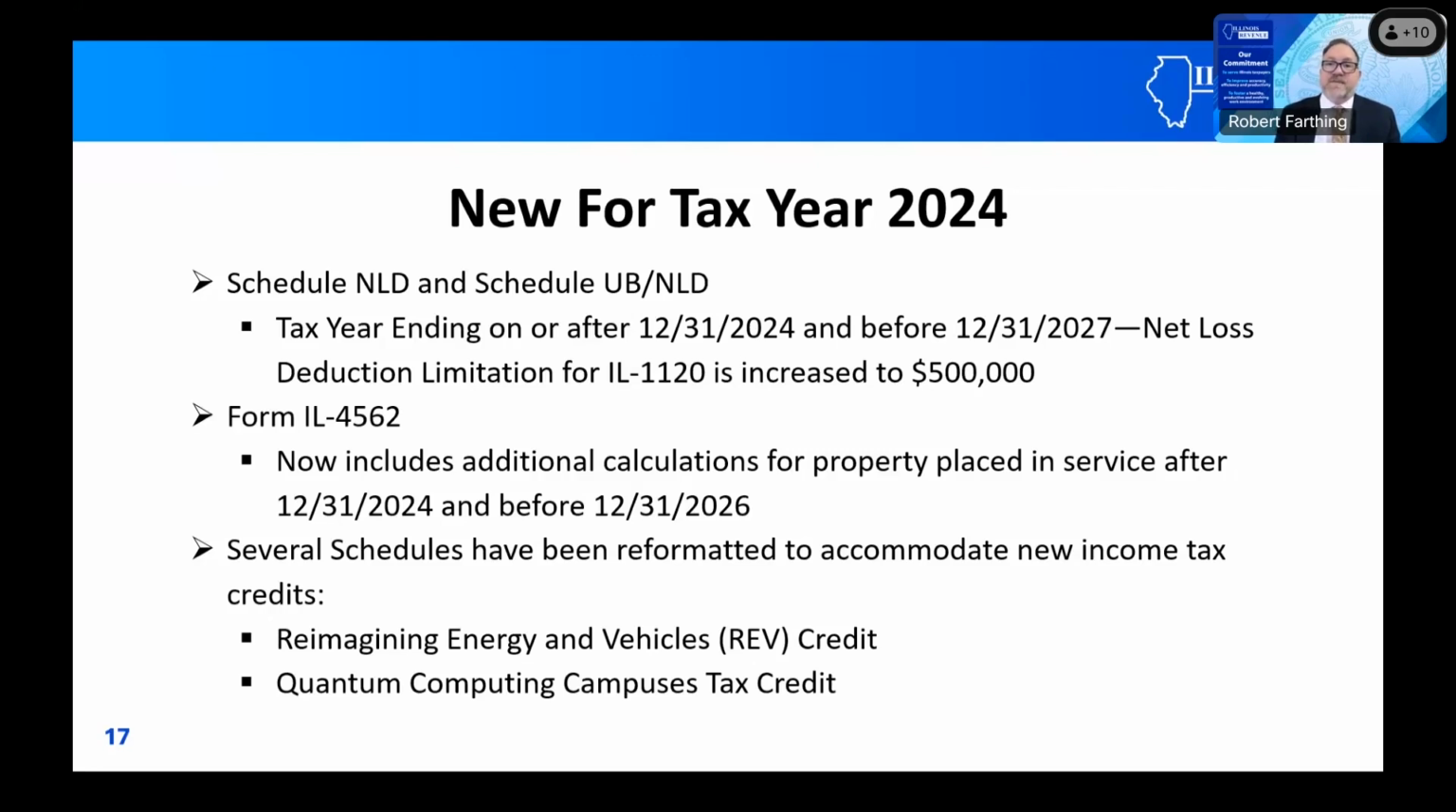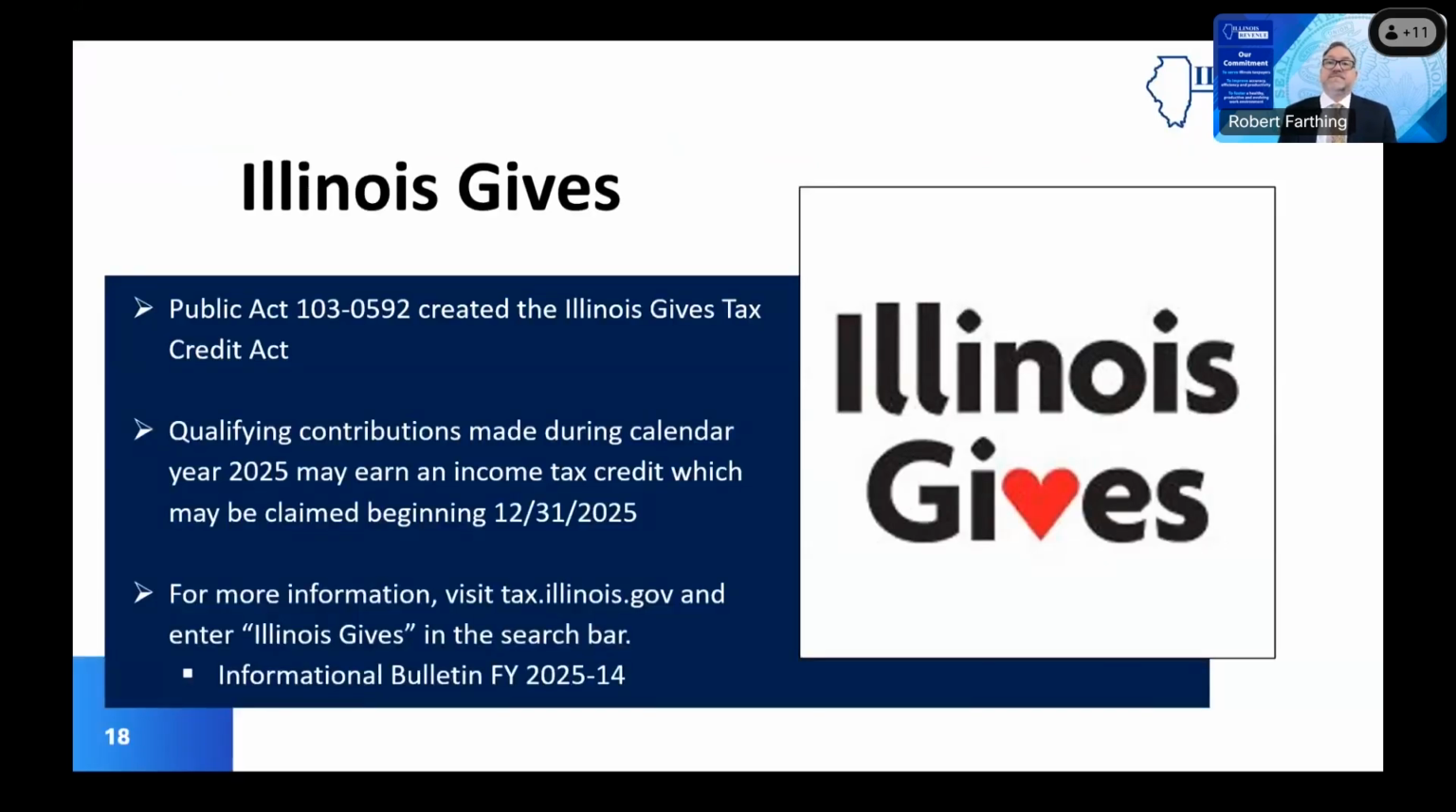The Form IL 4562 special depreciation has been modified to include calculations for property placed in service after December 31st, 2024, and before January 1st, 2026. That is subject to 40% federal bonus depreciation. Several other schedules, such as the K1P or the 1299D, have been reformatted to accommodate new income tax credits for this year. Credits such as the Reimagining Energy and Vehicles, otherwise known as the REV credit, or the Quantum Computing Campuses tax credit. Another new credit I'd like to highlight for you is the Illinois Gives tax credit.